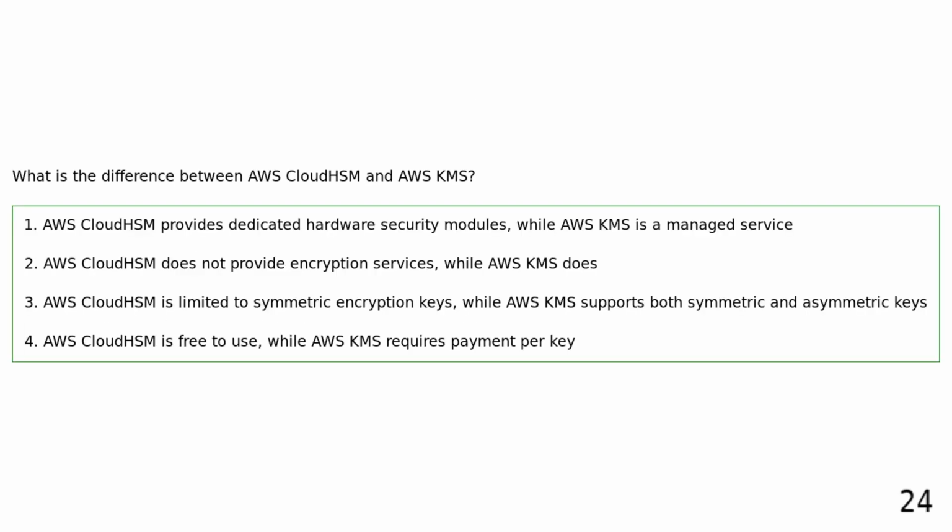What is the difference between AWS CloudHSM and AWS Key Management Service? AWS CloudHSM provides dedicated hardware security modules, while AWS Key Management Service is a managed service. AWS CloudHSM does not provide encryption services, while AWS Key Management Service does. AWS CloudHSM is limited to symmetric encryption keys, while AWS Key Management Service supports both symmetric and asymmetric keys. AWS CloudHSM is free to use, while AWS Key Management Service requires payment per key.